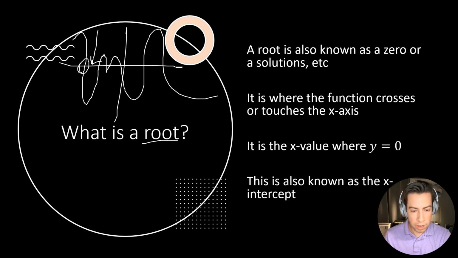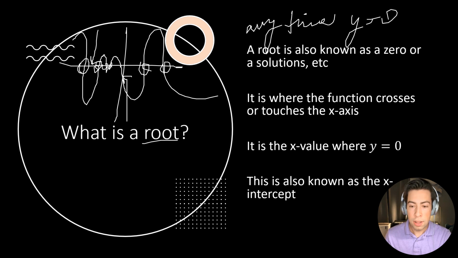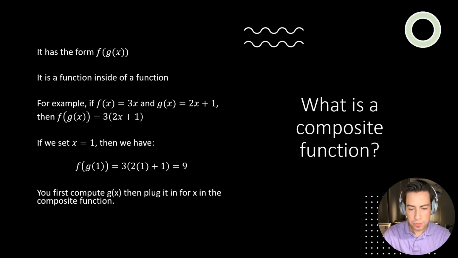So this is a root right here where I'm circling. That's a root, that's a root, that's a root. This is not a root because it does not cross the x-axis. This is a root and this is a root. So anytime y equals 0, the corresponding x value is going to be our root, okay? So the root is the x value. Hopefully that makes sense.